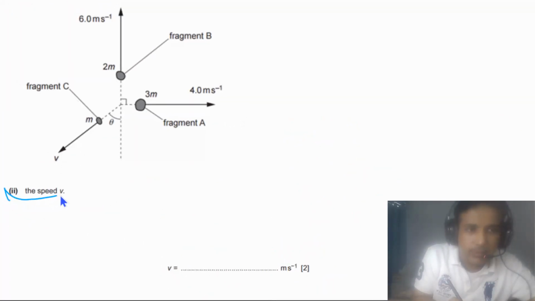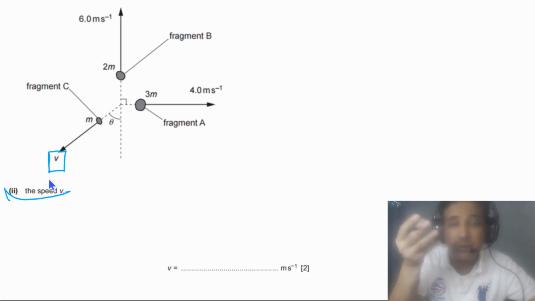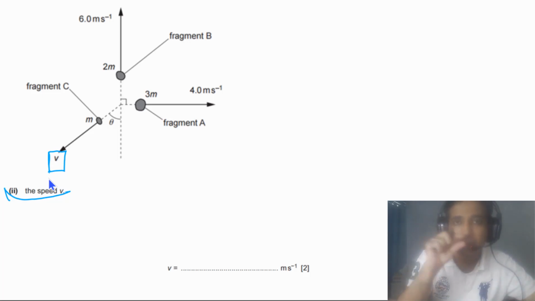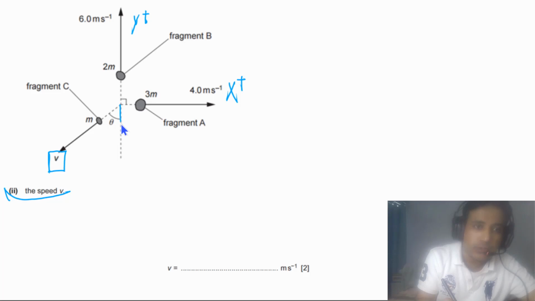For the second part, we need to calculate the value of v, means we need to calculate the magnitude of this velocity. In order to calculate it, we have 2 options. We can use conservation of momentum along the x-axis, or along the y-axis. In this case this is the x-axis, and we are assuming this one is the y-axis. So let's use the y-axis.